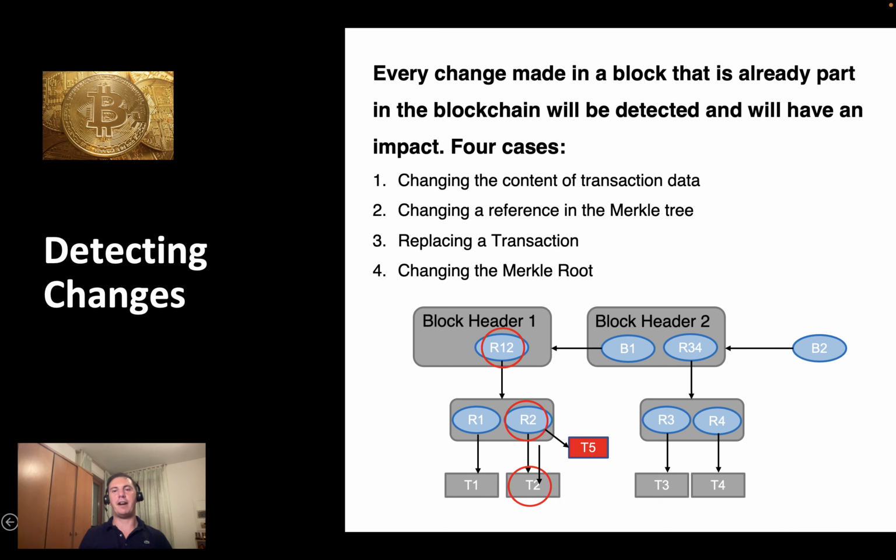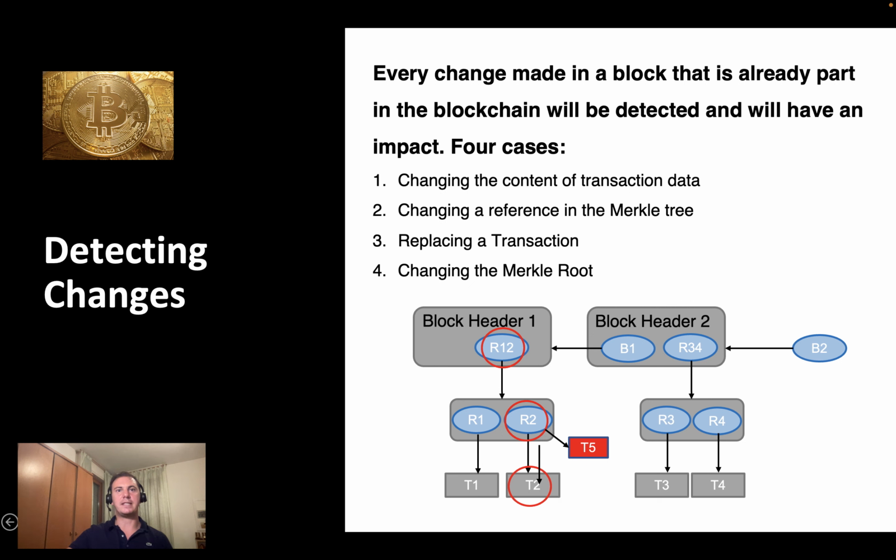Every change, very important, every change made in a block that is already part of the blockchain will be detected and will have an impact. And there are 4 cases: changing the content of transaction data, changing a reference in the Merkle tree, replacing a transaction, or changing the Merkle root.